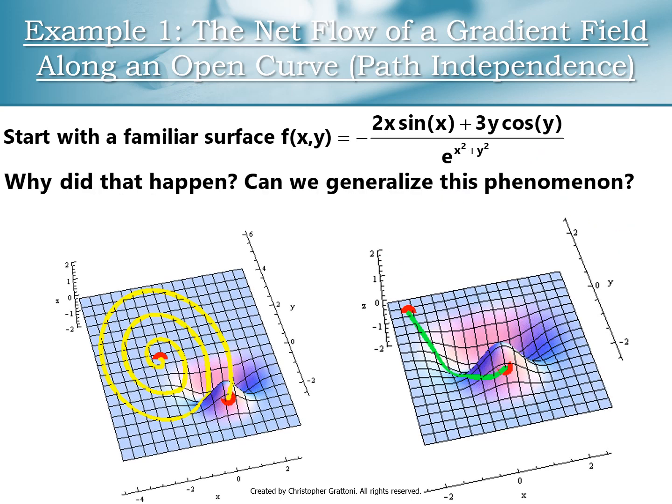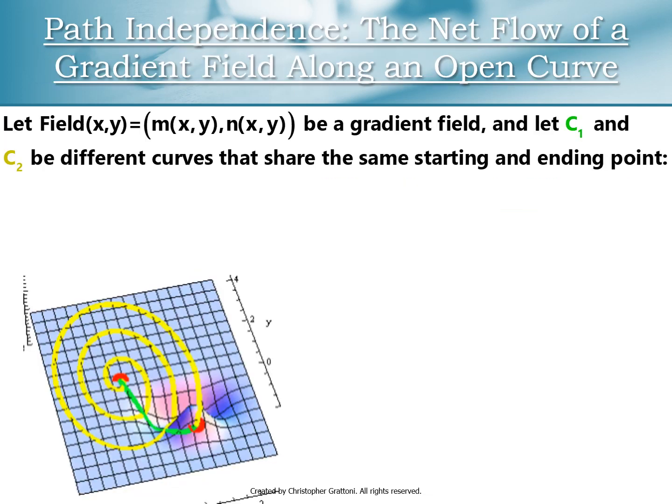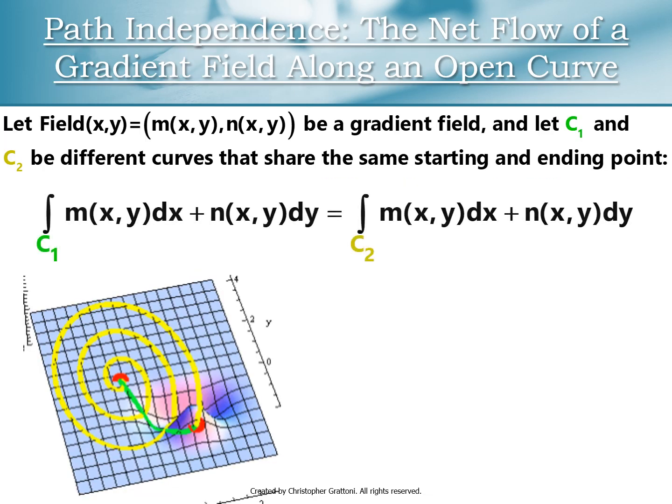All right, so this is a general phenomenon that we can really observe for any gradient field. And that is, if we have the same starting point and the same ending point, our net change in altitude is going to be the same. Our path integral is going to be equal for C1 and for C2, as long as we have the same starting point and the same ending point and we have a gradient field. So this is called path independence for gradient fields.